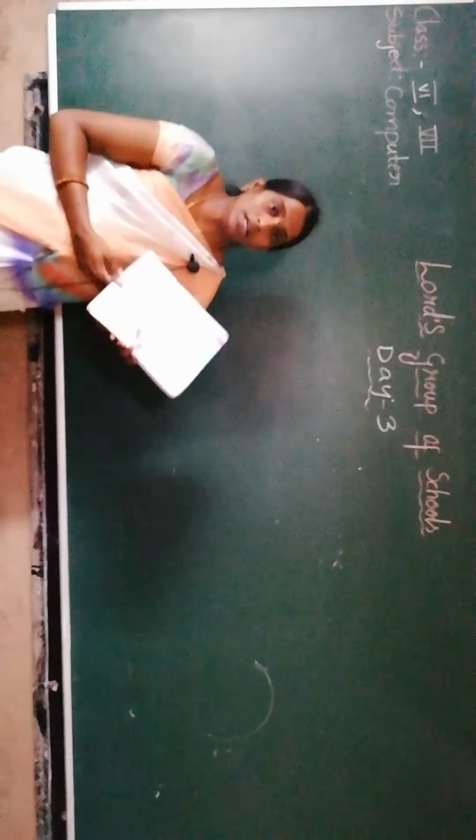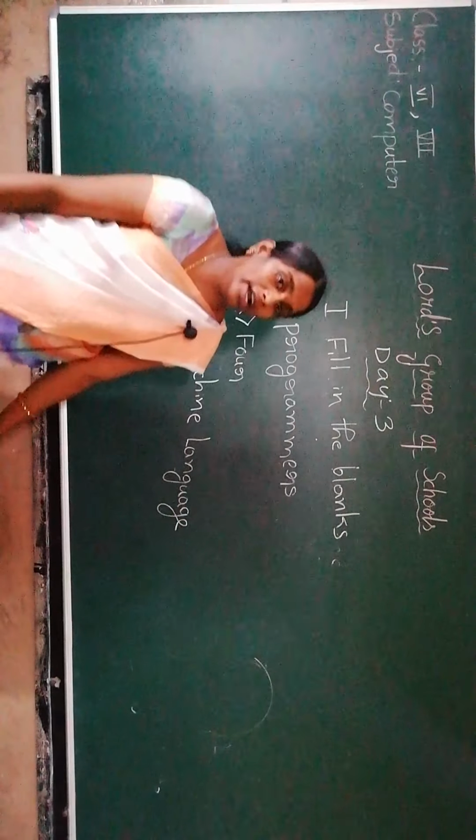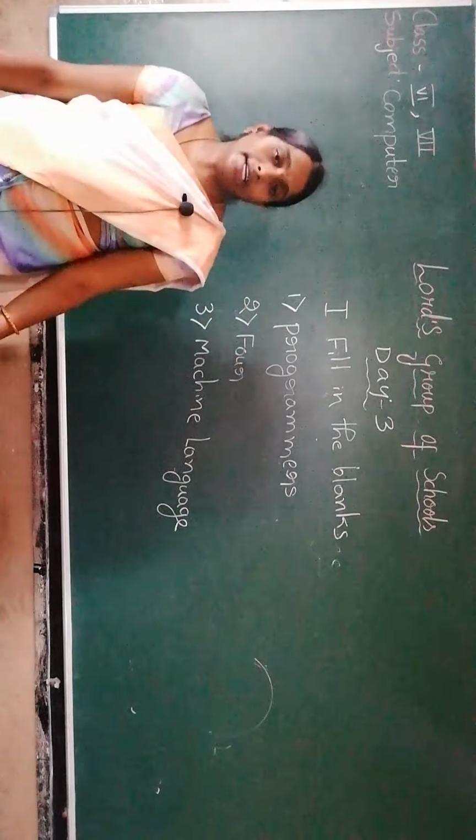Machine language is written in binary form. What is binary form? 0 and 1. 0 means off state, 1 means on.